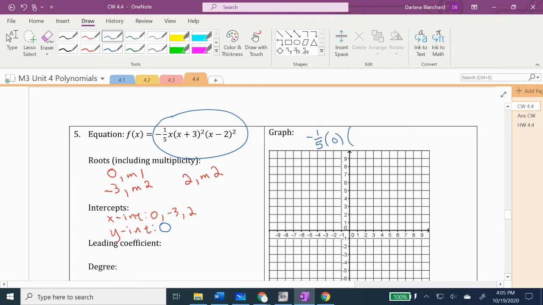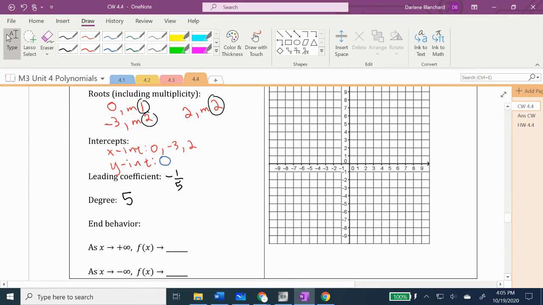For the leading coefficient, as long as every factor that you see with an x has x being just multiplied by an understood 1 in front of it, then the very front number is your leading coefficient. That means the leading coefficient is negative 1/5. The degree is the sum of the multiplicities. So I have multiplicity 1, 2 more, and another 2 for a total of 5.